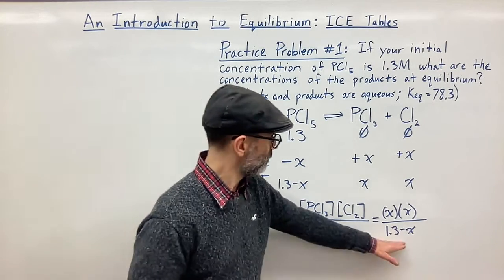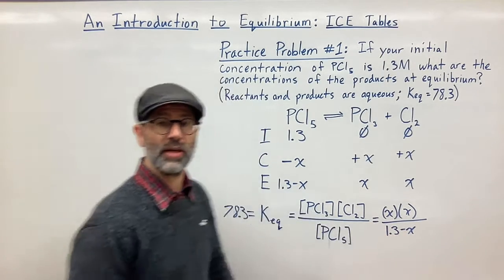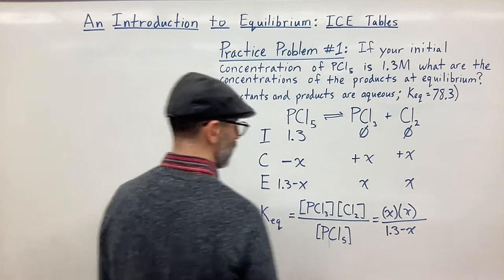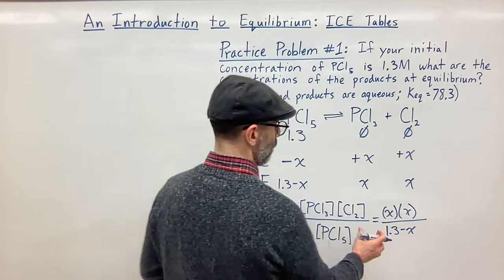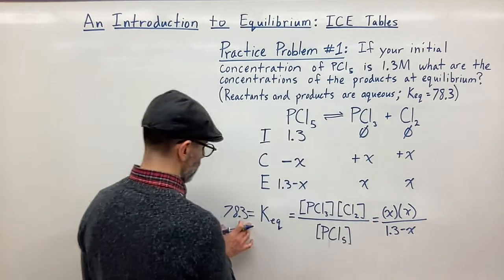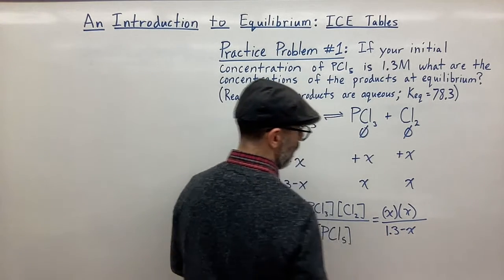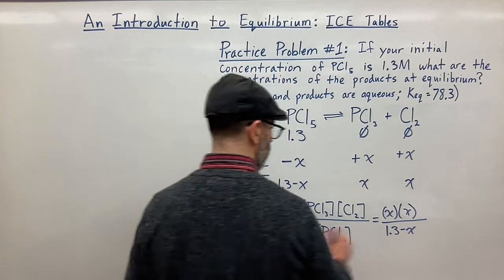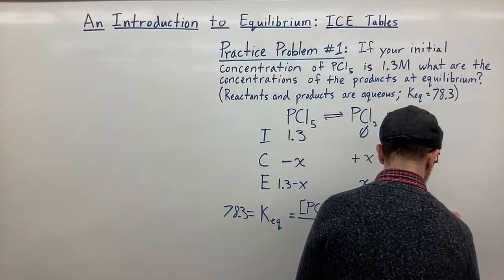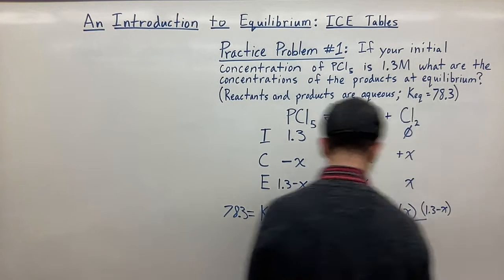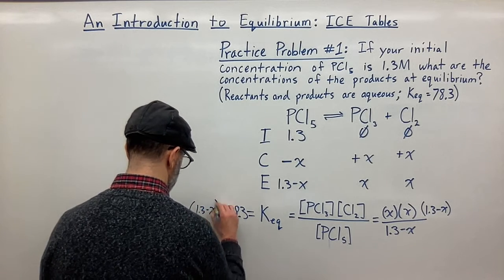So here I'm going to have to make this into a quadratic equation. What I'm going to do is multiply both sides here and here by 1.3 minus X. So when I do that, I'll have 1.3 minus X, and then I'll multiply this by 1.3 minus X.